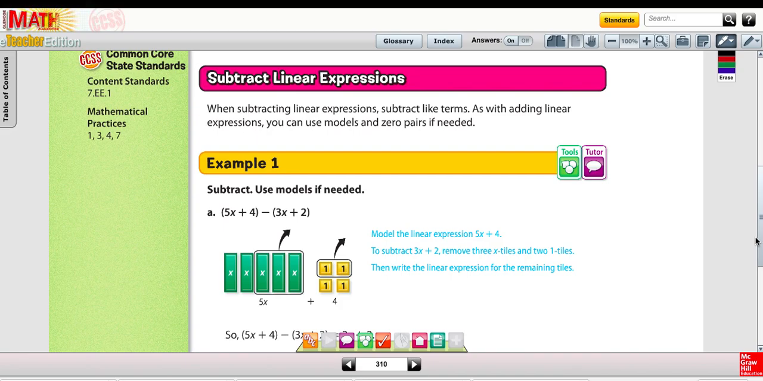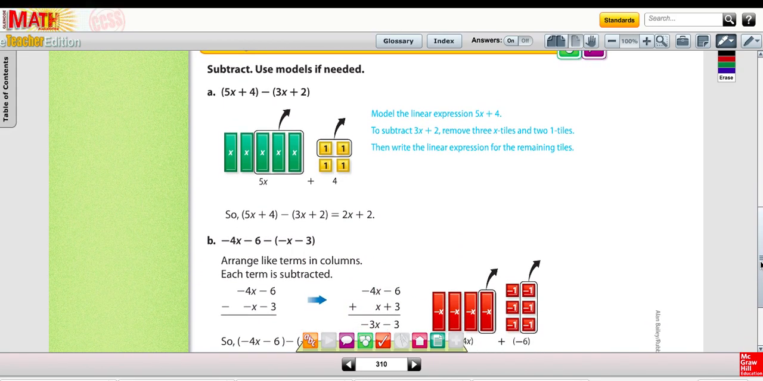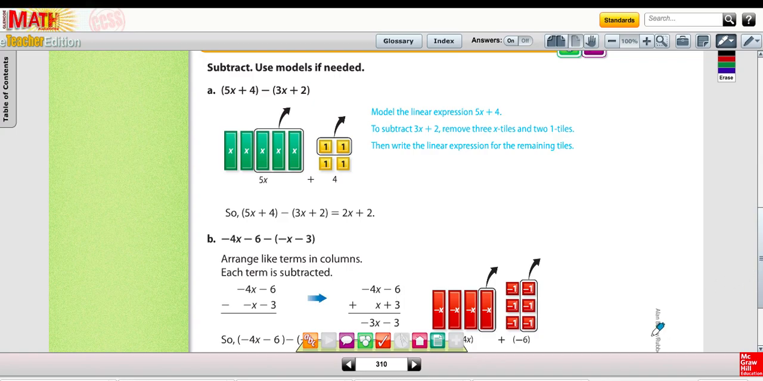So in example 1, just like in the last lesson, there's those algebra tiles to show the model of how that looks. So 5x's and then plus 4. And if we're taking away 3 of those, that gets rid of those. And we're going to take away 2.